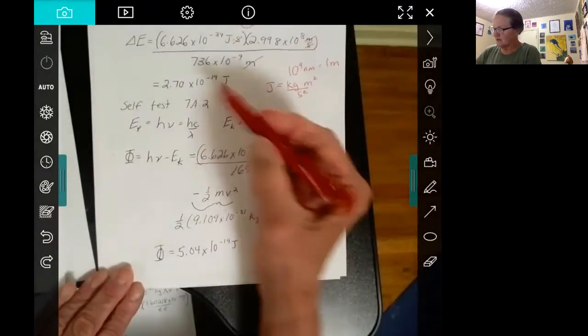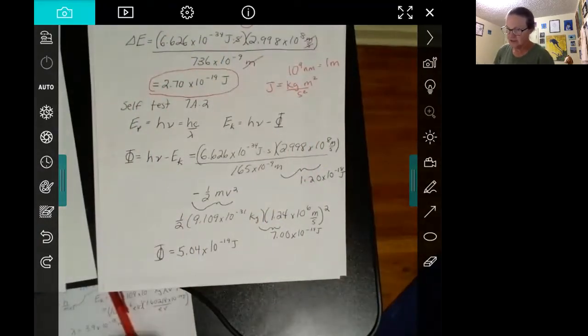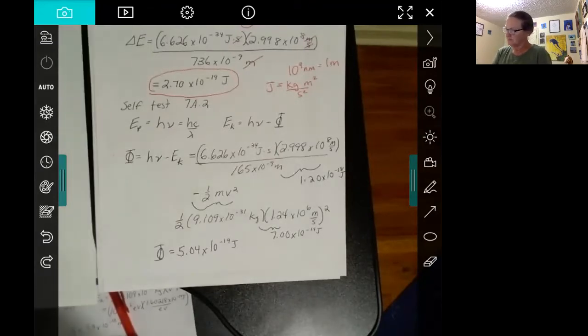So when I did that math, you get a tiny number because you're talking about one photon of light, so that should be a tiny number.